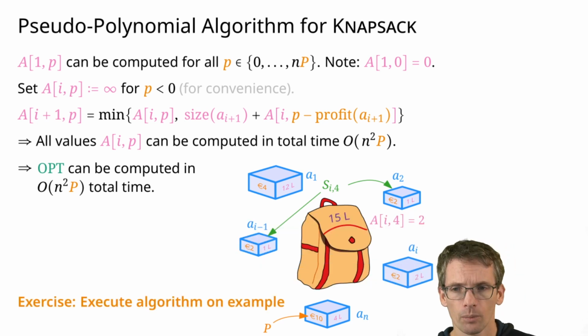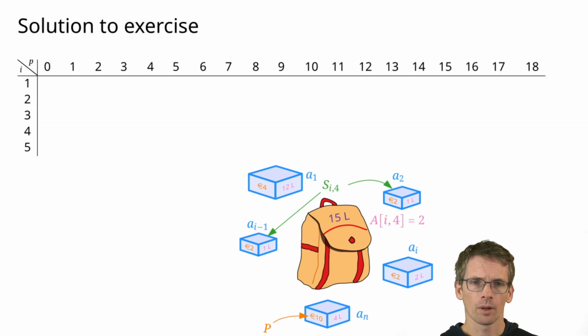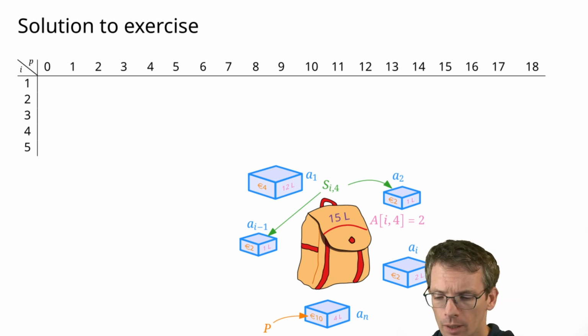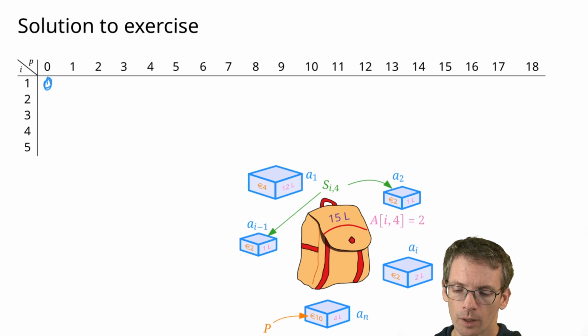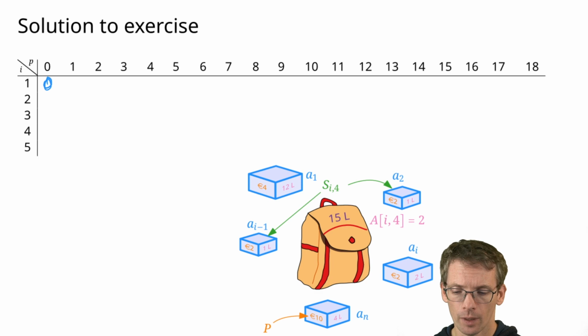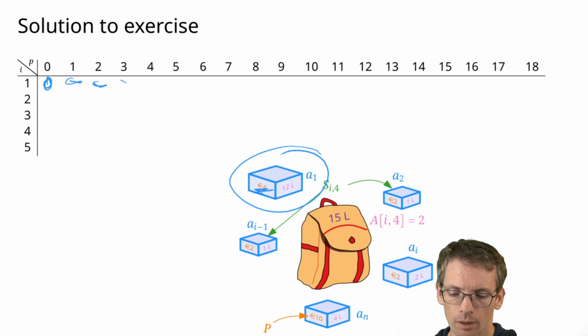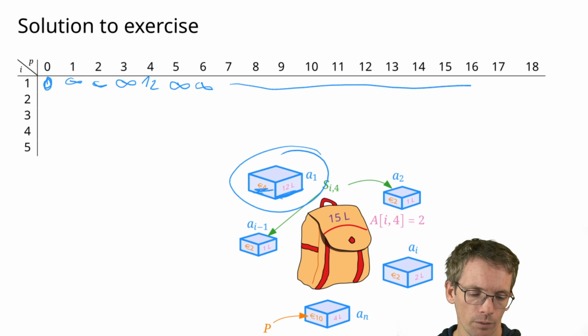So let's try to compute those values A_{i,p} in my example here. So here you have a table to fill in. Maybe pause the video and do this for yourself, also using the recurrence from the previous slide. So let me go through a couple of these values. So A_{1,p} we can easily do. So I said A_{1,0}, so zero profit I get by taking no element, and that has size zero. And now with the first element, the only profit that I can achieve is 4. So except for 4, everything is infinity here. And for 4, I get the size of the first element, that is 12. And then this continues with infinity.